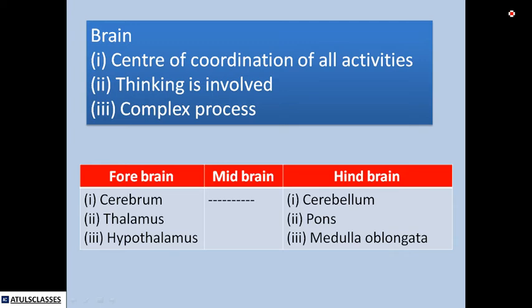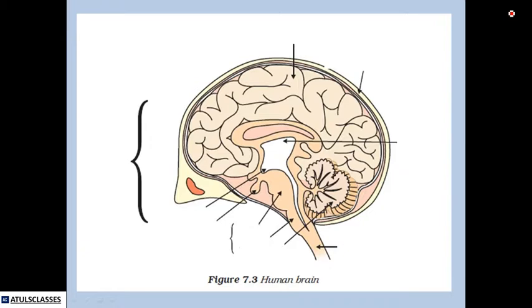A human brain is divided into forebrain, midbrain, and hindbrain. The forebrain again has three parts. These three major parts combine to make the forebrain. The midbrain is only a single part, and the hindbrain has three different organs, that is cerebellum, pons, and medulla oblongata. You can see this in the diagram, figure 7.3, which shows the human brain.